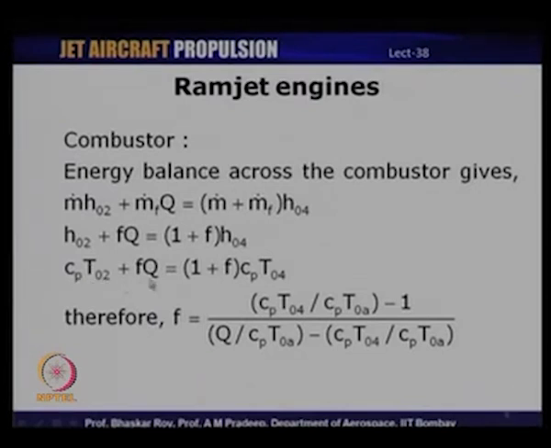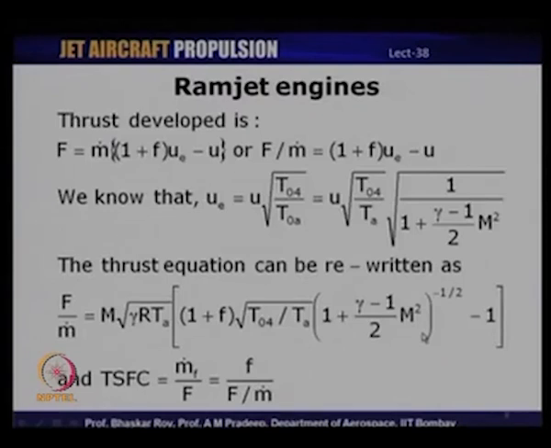Therefore, Cp T02 plus f into Q is (1 plus f) Cp T04. This is again simplified in terms of f. We have f is equal to (T04/T0a minus 1) divided by (Q/(Cp T0a) minus T04/T0a), where T0a is also equal to T02, because it is an isentropic compression, there is no heat loss occurring in the intake. So, this is the energy balance for the combustor. We get the fuel to air ratio from this energy balance.